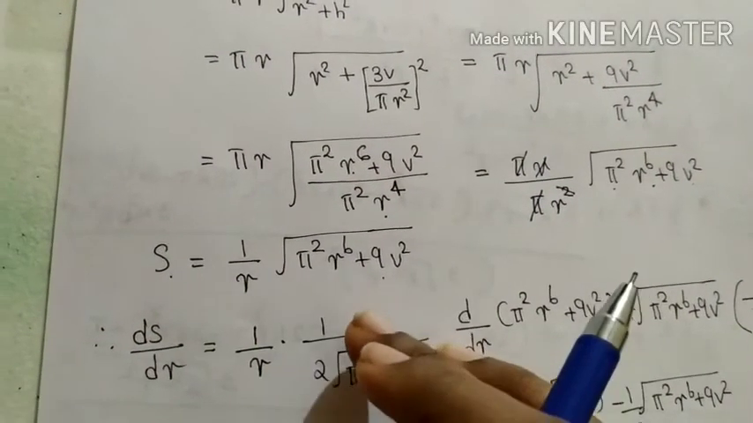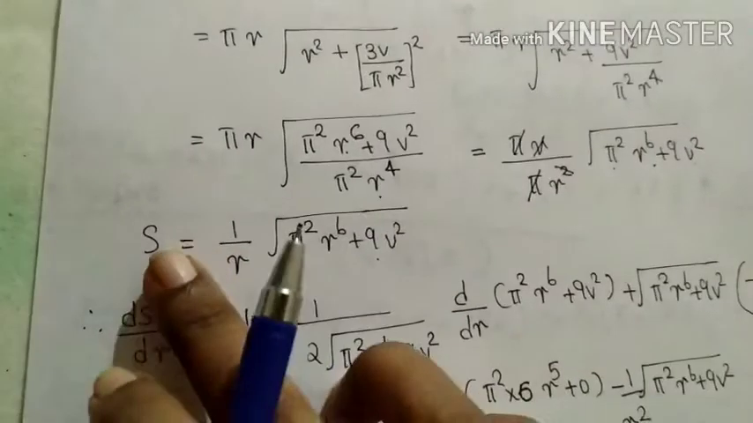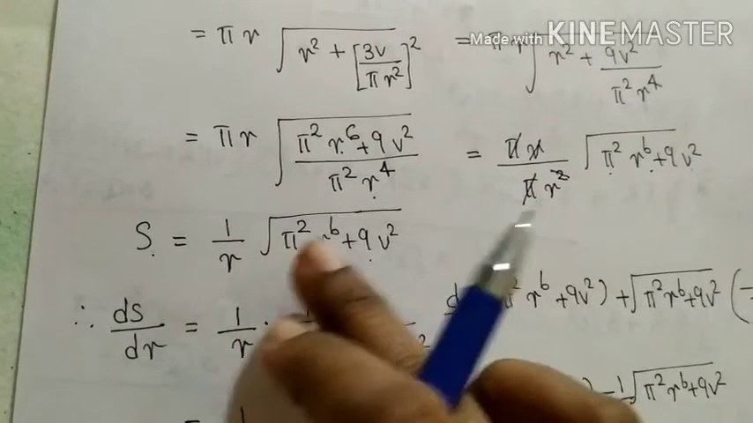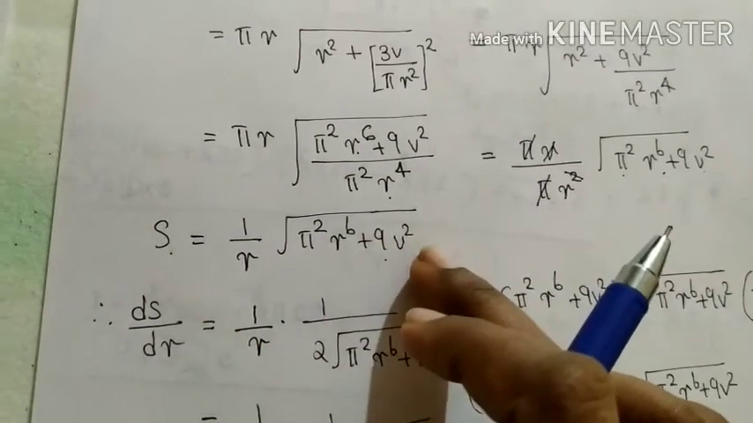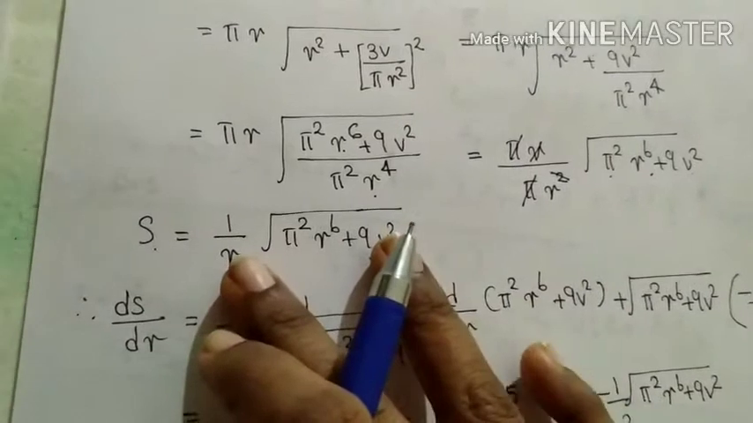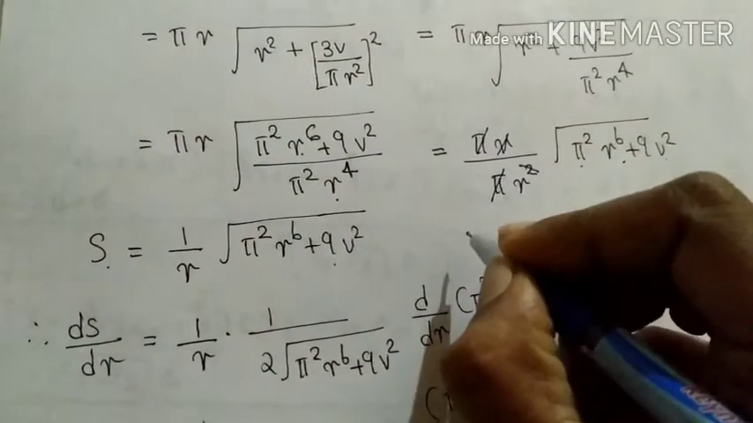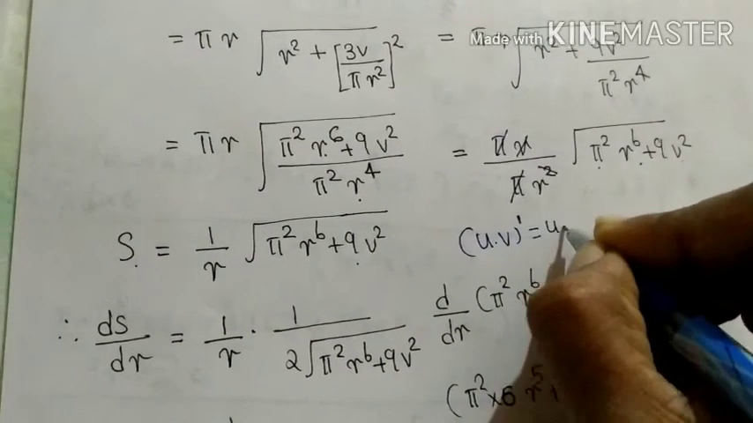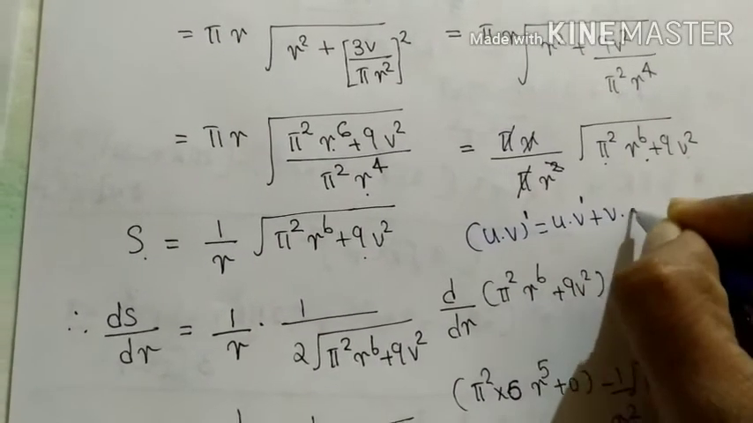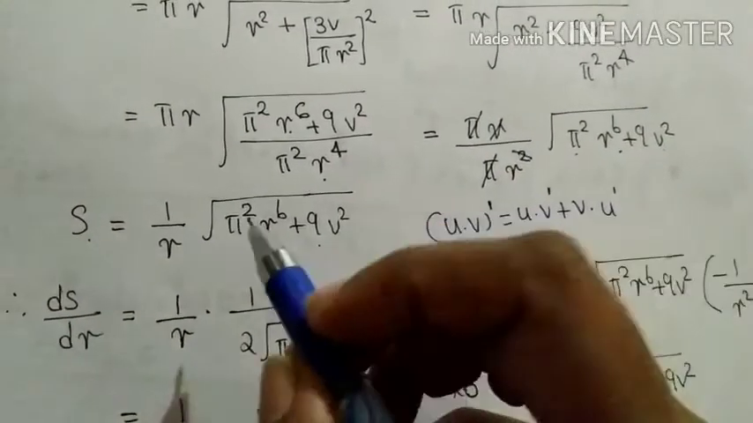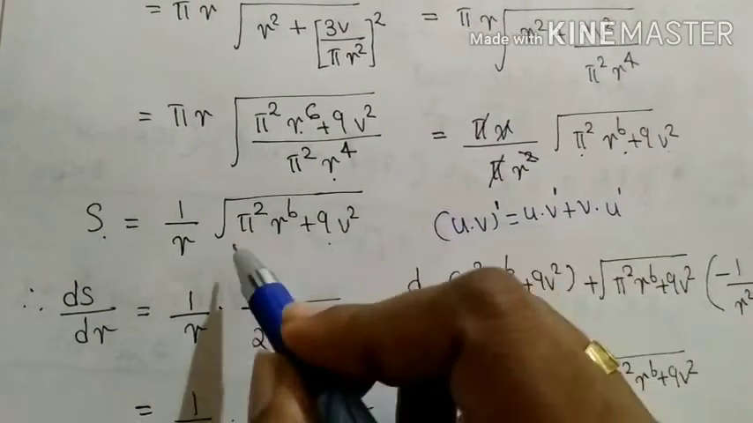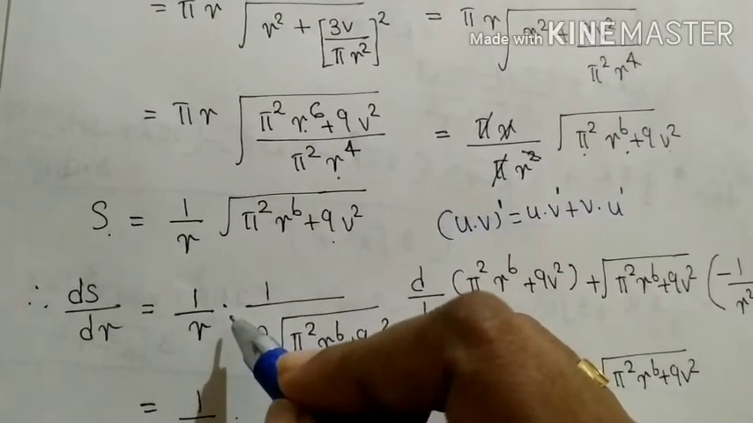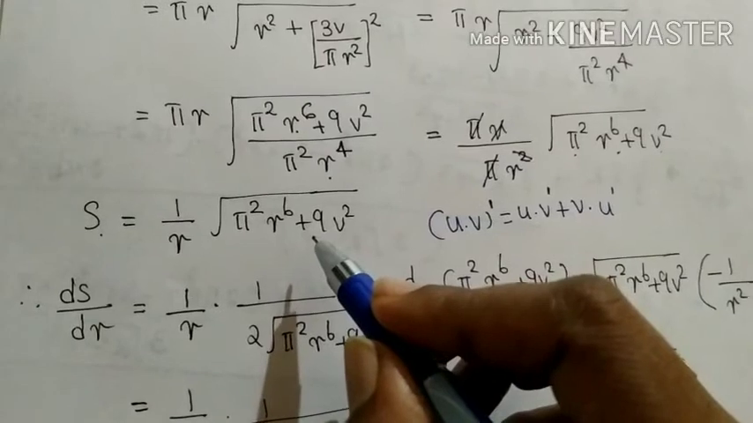So differentiating with respect to R on both sides, we get dS by dR. Here 1 by R is one function and root of pi square R raised to 6 plus 9V square is another function. So using product rule, and we know that what is product rule? uv whole dash is equal to u into v dash plus v into u dash, right? So here u is 1 by R and v is this term. So first term 1 by R into first function into derivative of second function.